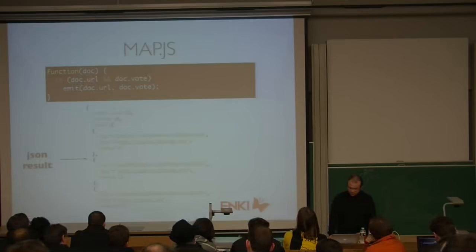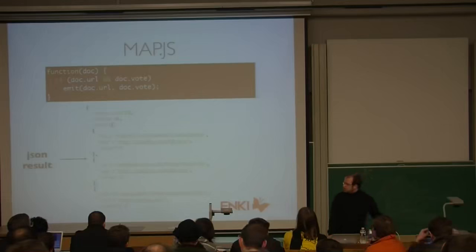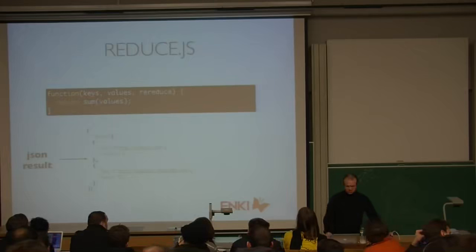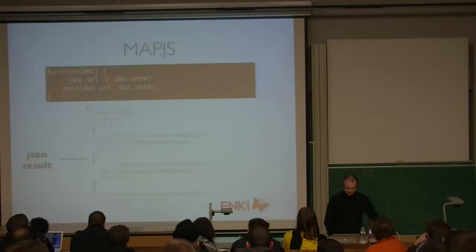Now we want to reduce them to get the top. We want to calculate which value is attributed to a URL. So we make a reduce. Reduce is also a JavaScript function where CouchDB passes to it the keys that we retrieved before.